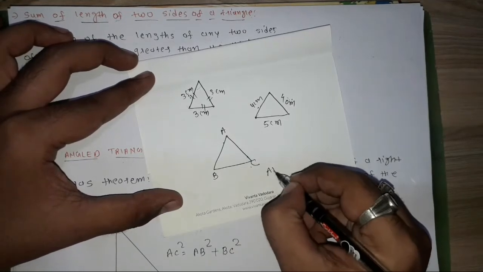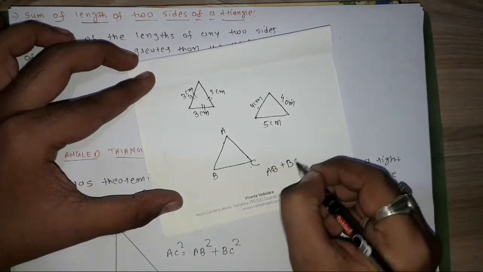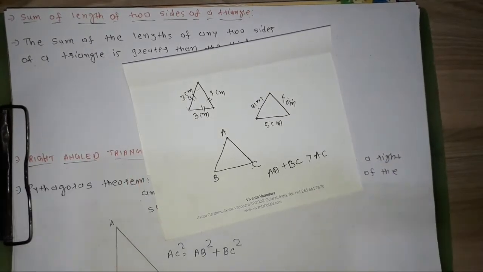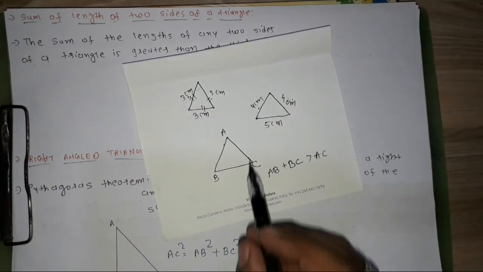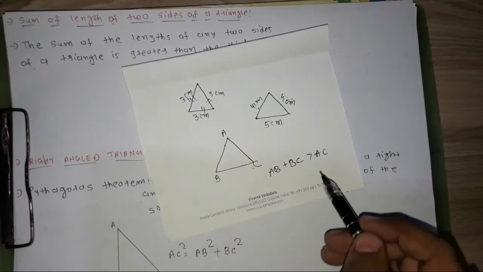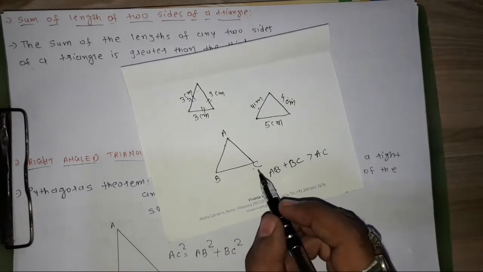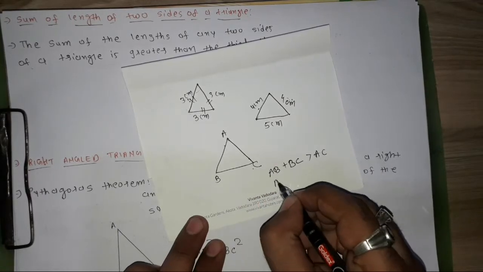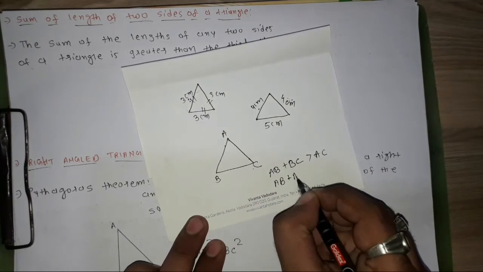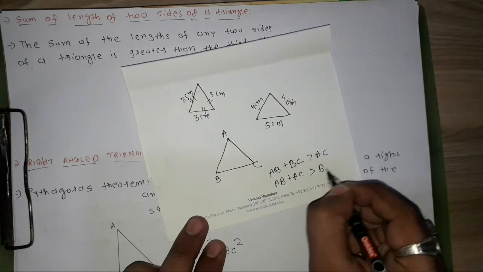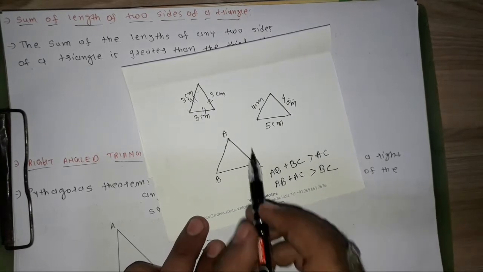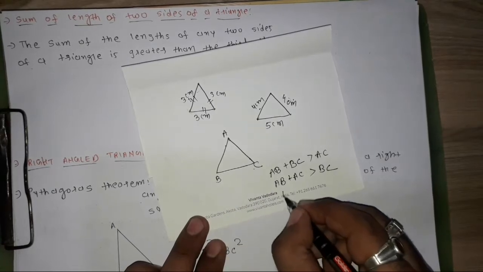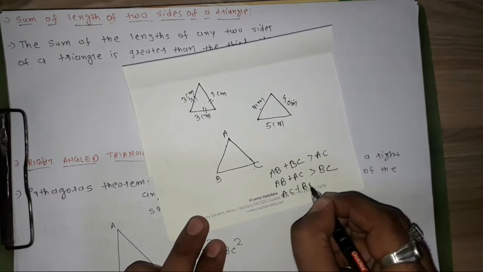So here I may write the sum of AB plus BC will be then AC. So AB plus BC is greater than AC. Similarly, the summation of AB plus AC will be greater than BC. Similarly, the summation of AC plus BC will be greater than AB.